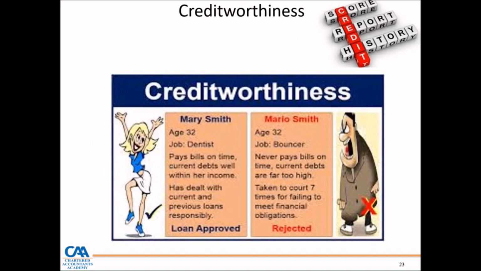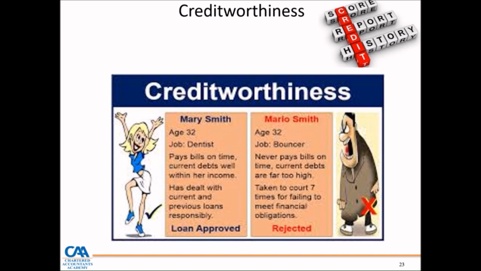We have a very short example for you. We have these two people, Mary Smith and Mario Smith. As you can see, Mary's loan was approved, and Mario Smith's was rejected. What could have been the factors that led the credit manager to decline Mario Smith and accept Mary Smith's loan?